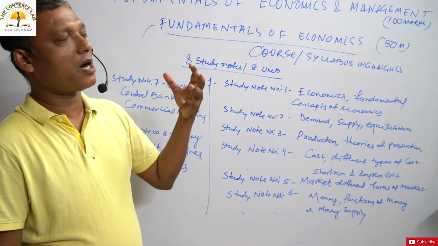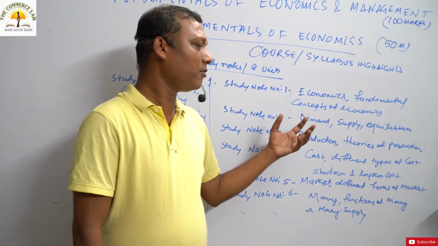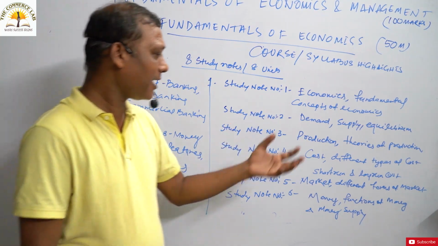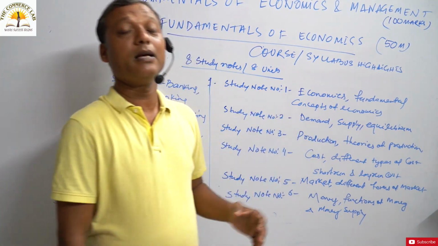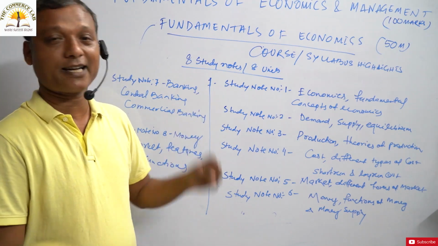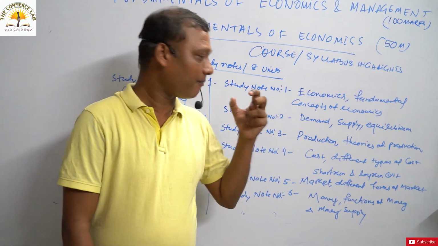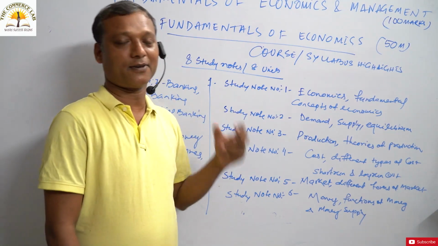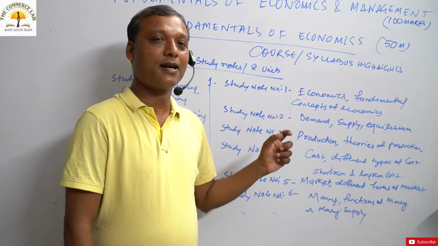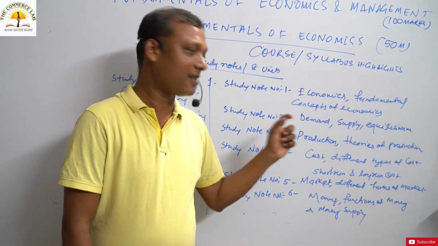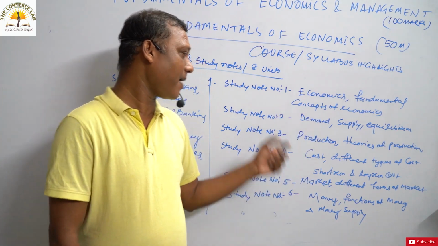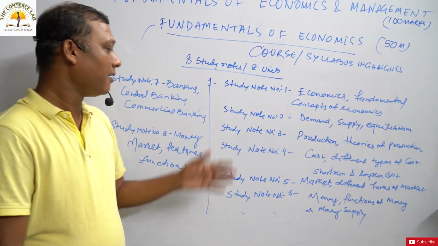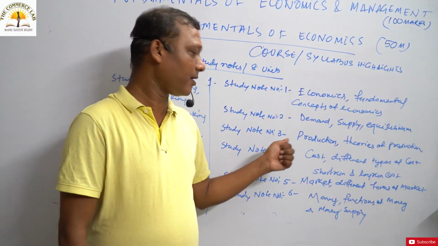If you use common sense, when you go to the markets in our day-to-day life, you hear about demand and supply. Demand and supply are the basic factors for determining the price of a thing. So you should understand what demand is and what supply is, and that is a part of your chapter 2 or study note number 2.